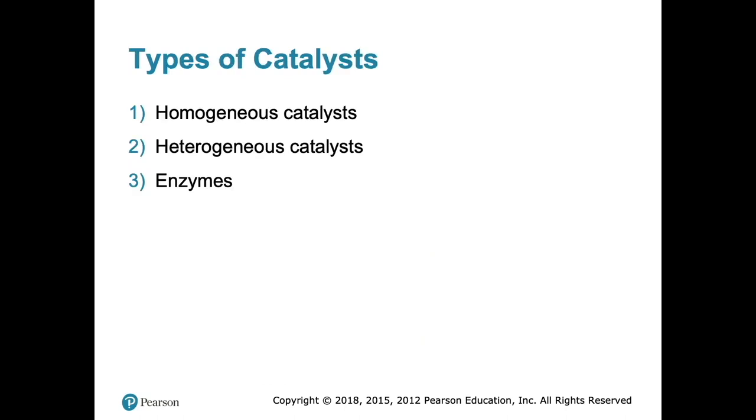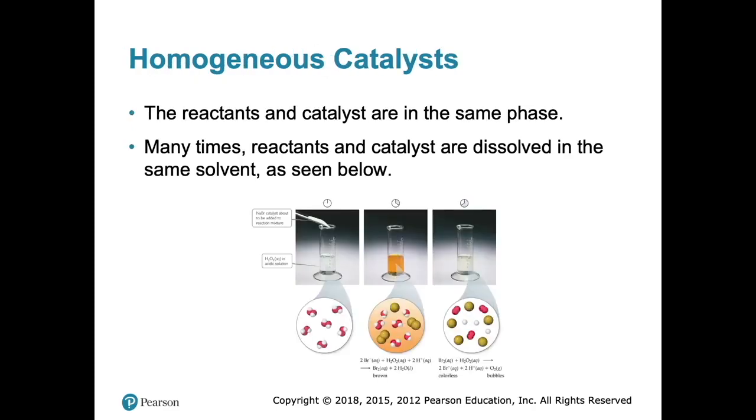All right, so there are three types of catalysts. There's a homogeneous catalyst, there's a heterogeneous catalyst, and there's an enzyme. Enzymes are biological catalysts. That's what I studied when I was in grad school. I studied a bunch of enzymes. There's a whole field called enzymology.